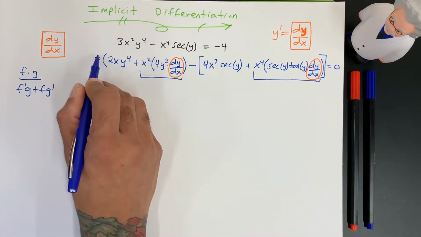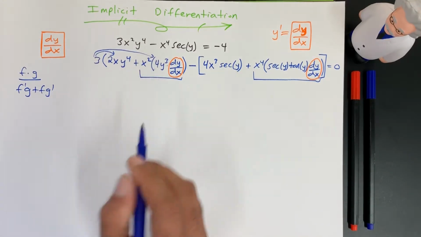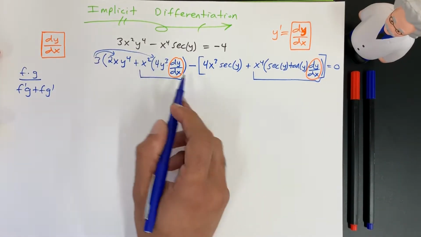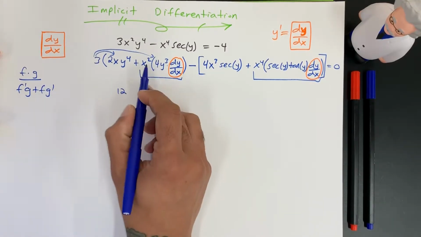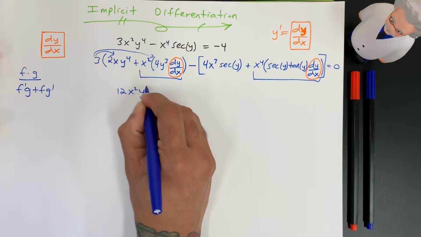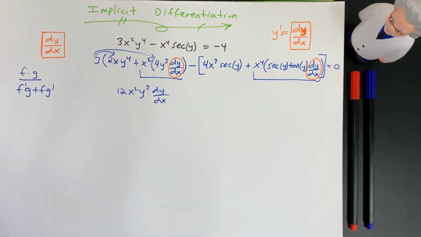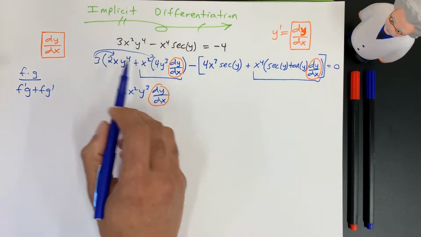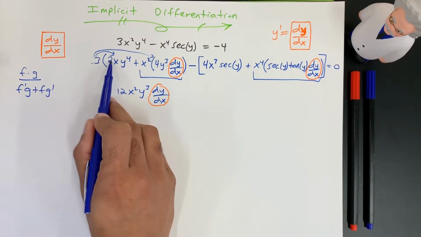Remember that we have to distribute this 3 into the first one and distribute it into the second one. Okay, so if we distribute to the second one, there's already a 4, so 3 times 4 is going to be 12. We got x squared, we got y to the 3rd, and we have dy dx. All right, I'm just going to keep circling that. And then if we distribute this 3 into here, it's going to make a 6, right?